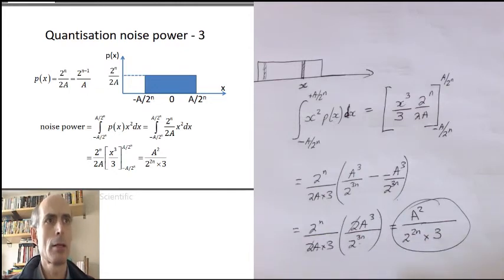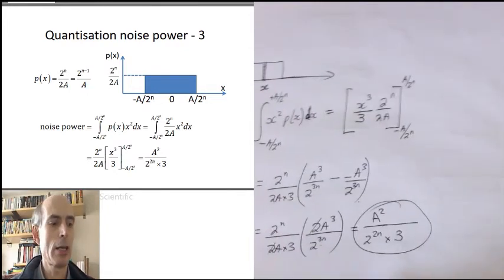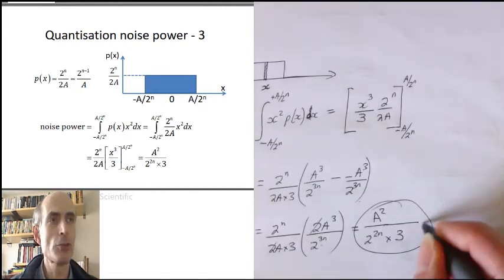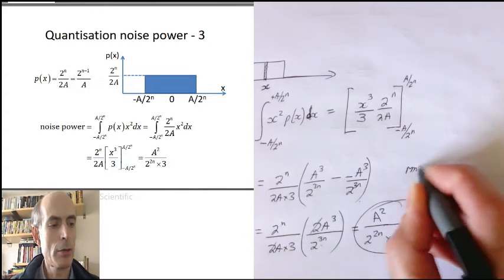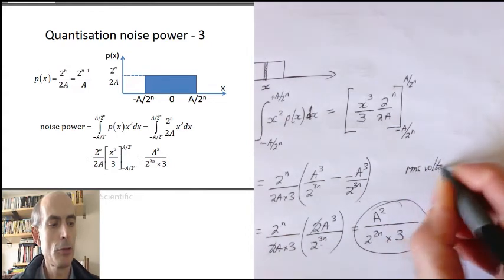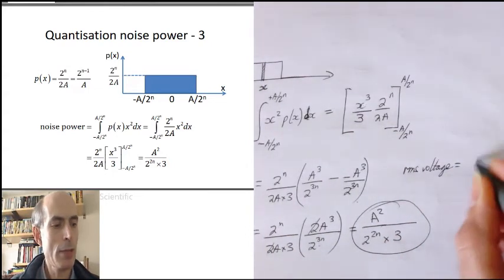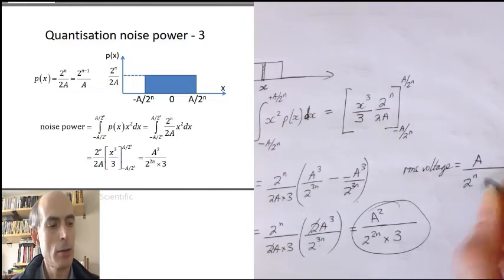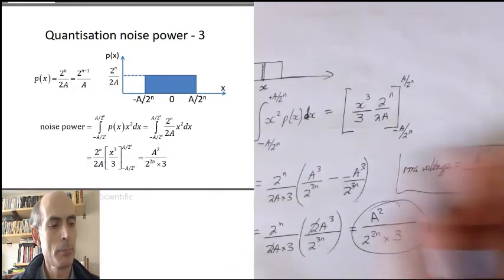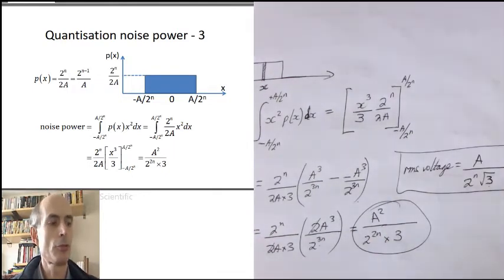If I wanted to express that in terms of an RMS noise voltage, I'd have to take the square root of that and say the RMS voltage is just a over 2 to the power of n times the square root of 3. Just the square root of this.